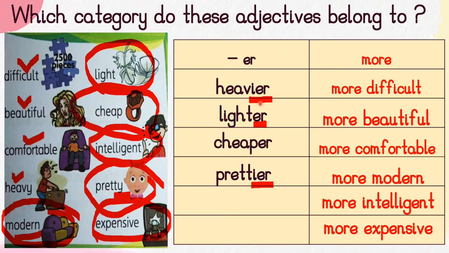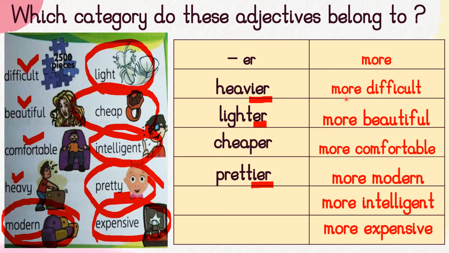Can you read aloud with me, class? Make your voice louder, yeah? Say it properly. Heavier. Lighter. Cheaper. Prettier. Now for the adjective that you're using, they are using the word more.